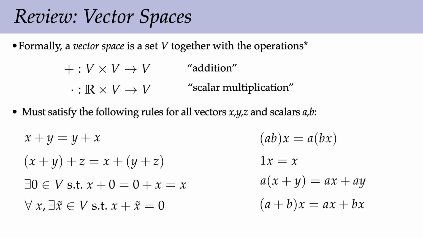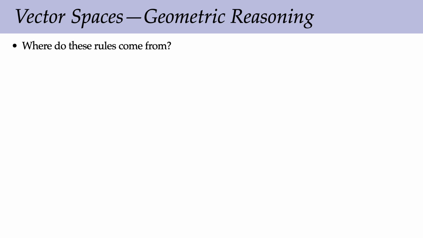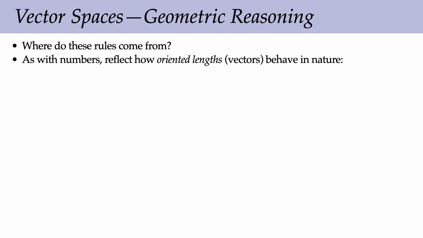Okay. And by the way, we're just going to talk for now about real vector spaces, but in general, you could use complex numbers as well. Okay, so there's a big long list of rules, right? Why are those the rules? Because I said so. Well, that's not a good reason. We really want to understand why are these the rules? Where did they come from? What do they capture? So as with our discussion of numbers, the rules for vector spaces reflect how certain objects, oriented lengths or little arrows or whatever you want to think about, behave in nature.